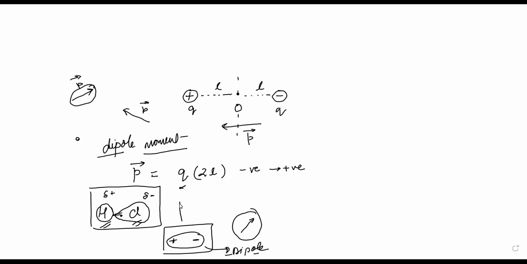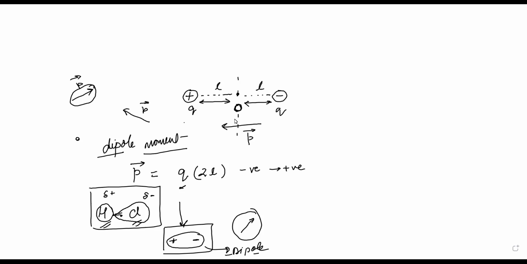Now I zoom into this picture and I only see the charges. Let's say the charges are plus Q and minus Q, and I join them with a straight line. There is a center of the dipole and I name that center O. From the center, both are equidistant, which means the positive charge is at a distance of L, and the negative charge is also at a distance of L. No problem.